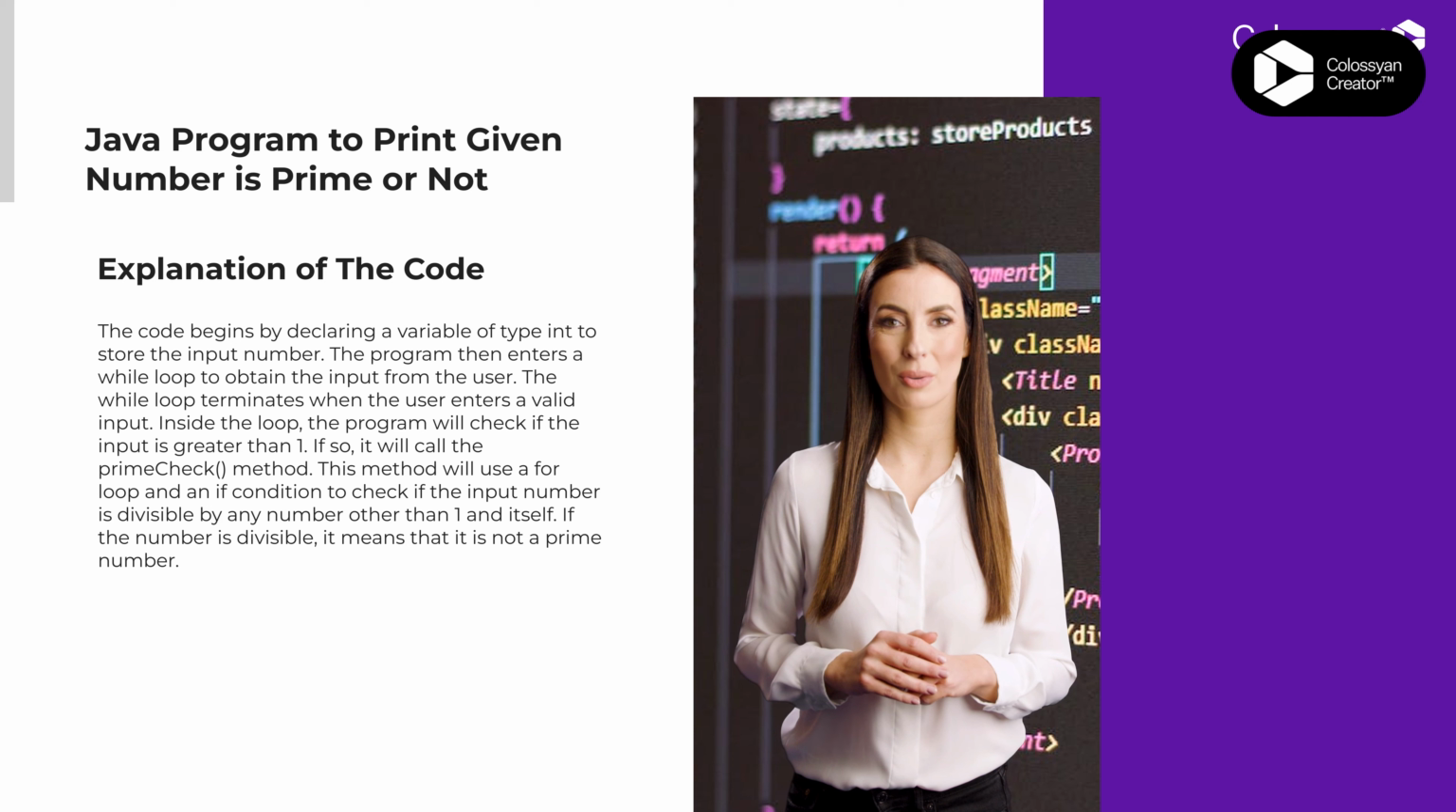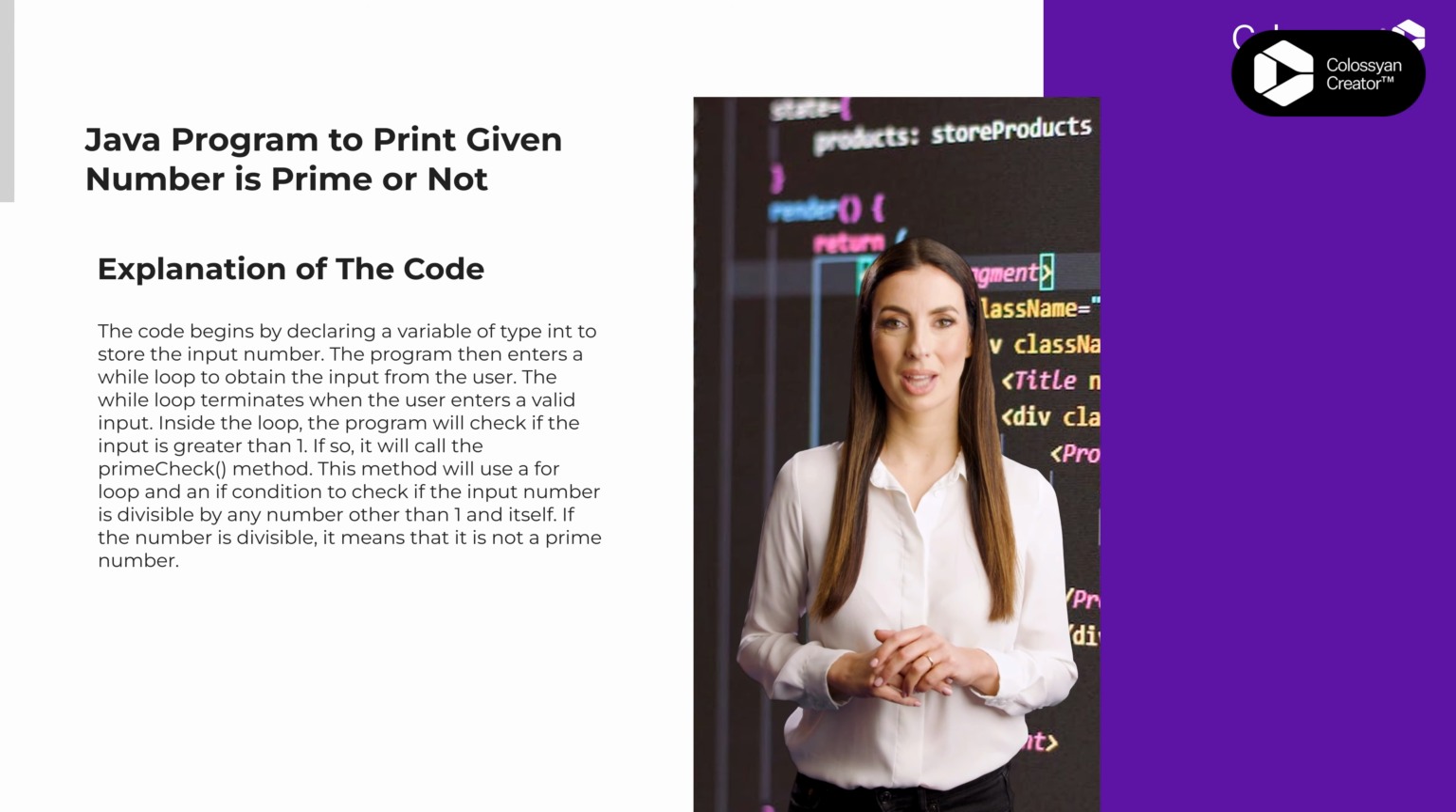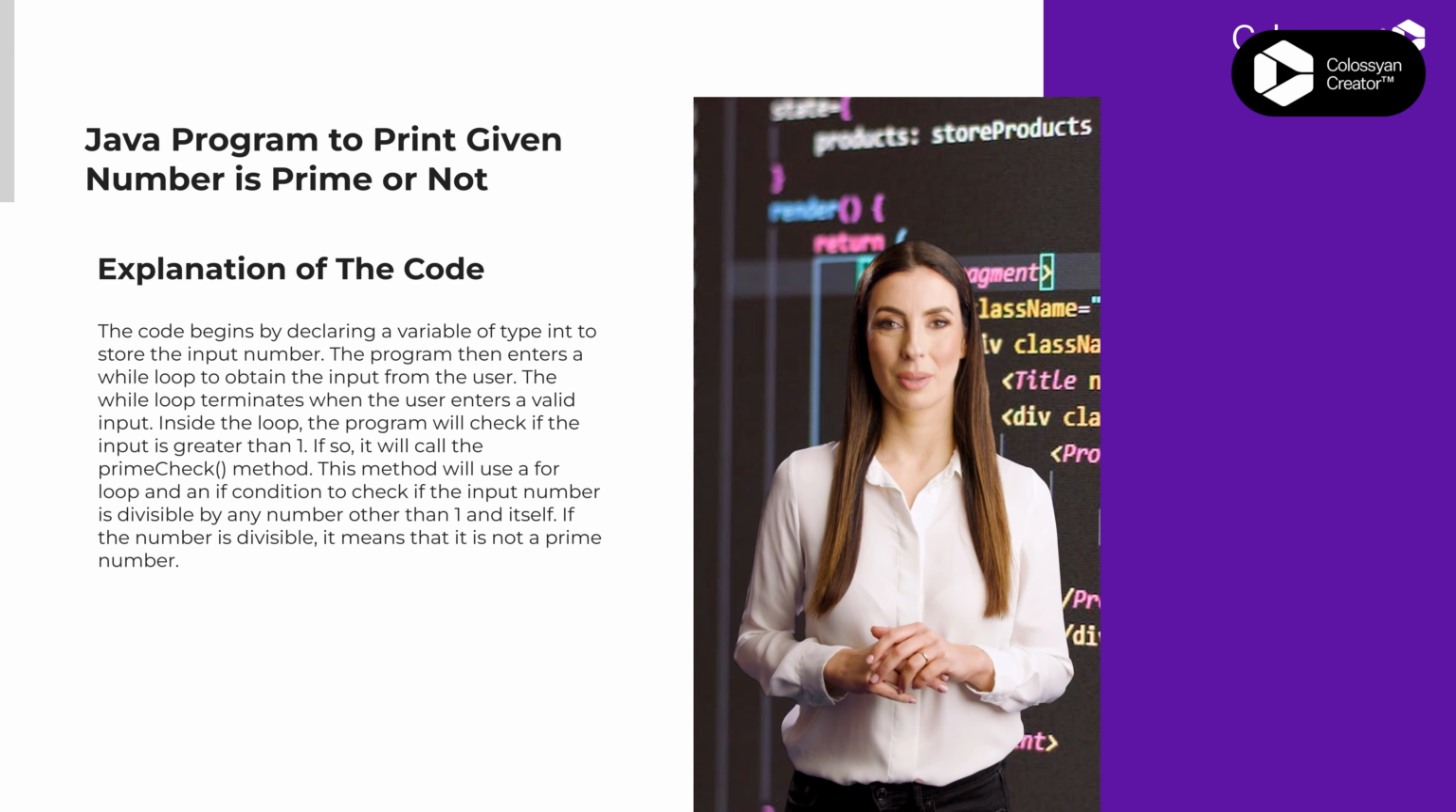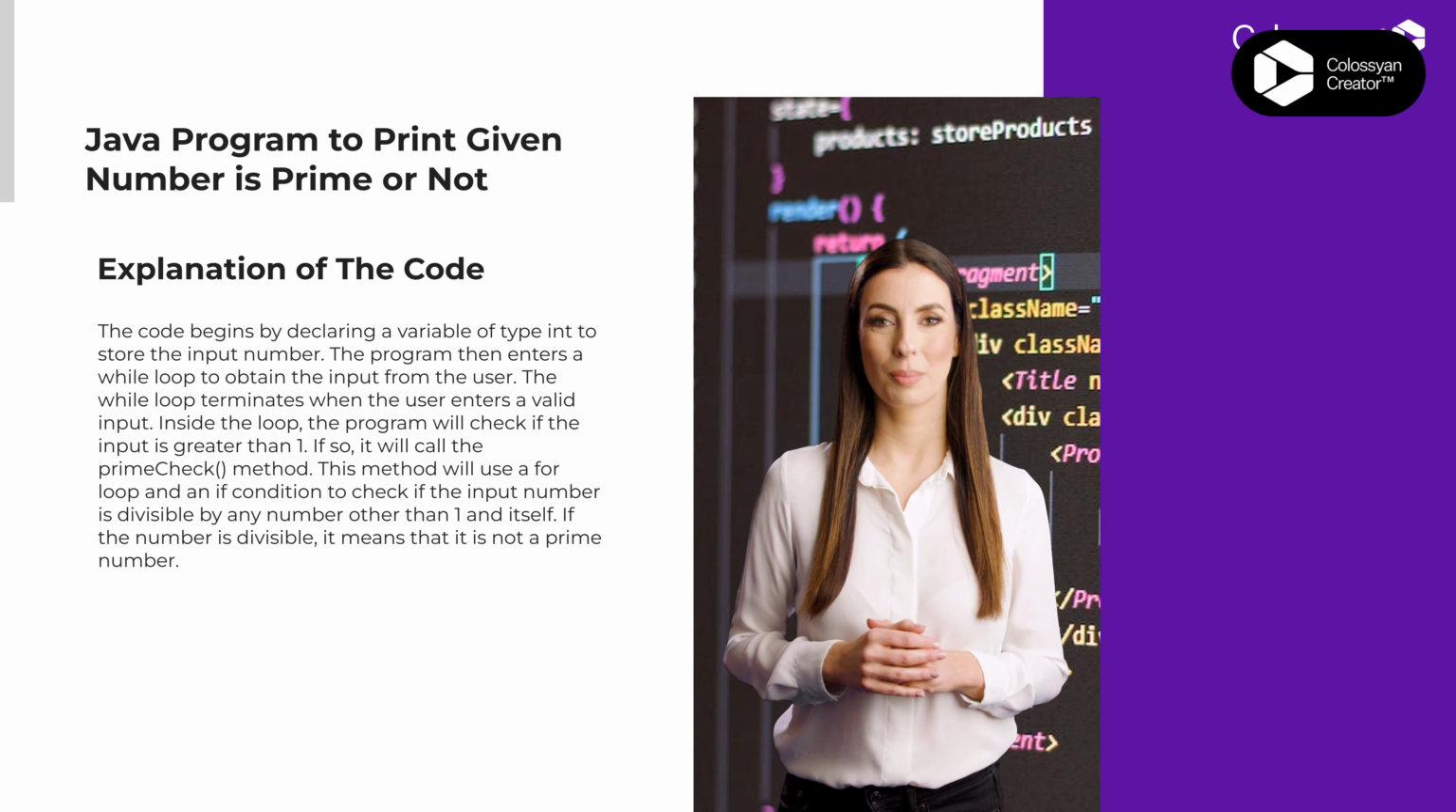This method will use a for loop and an if condition to check if the input number is divisible by any number other than 1 and itself. If the number is divisible, it means that it is not a prime number.